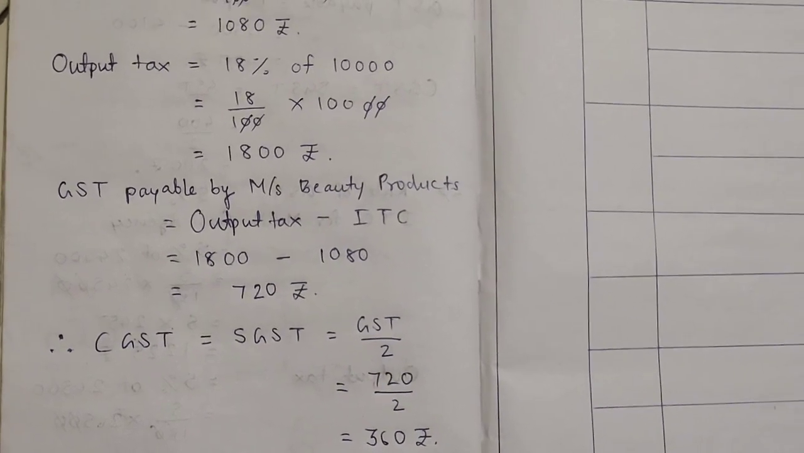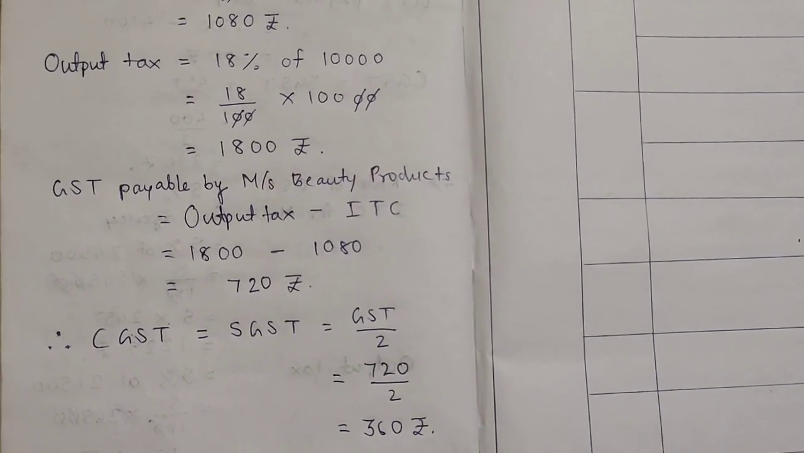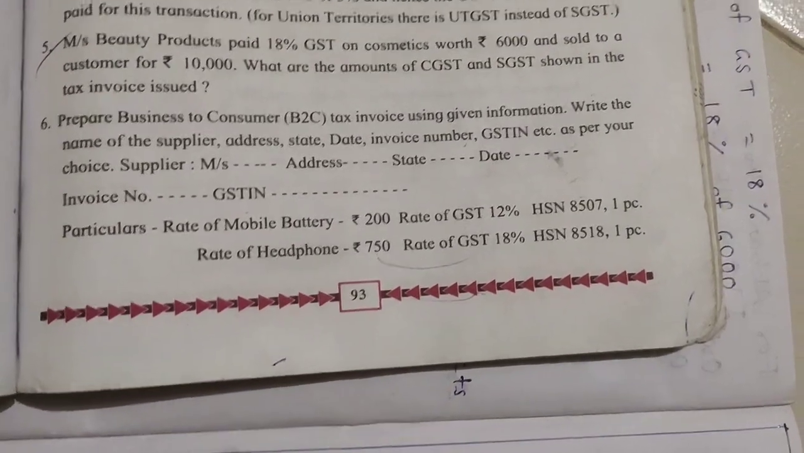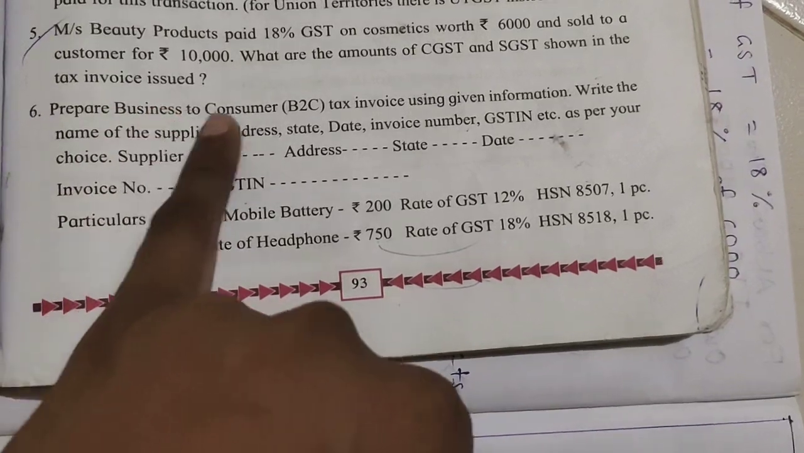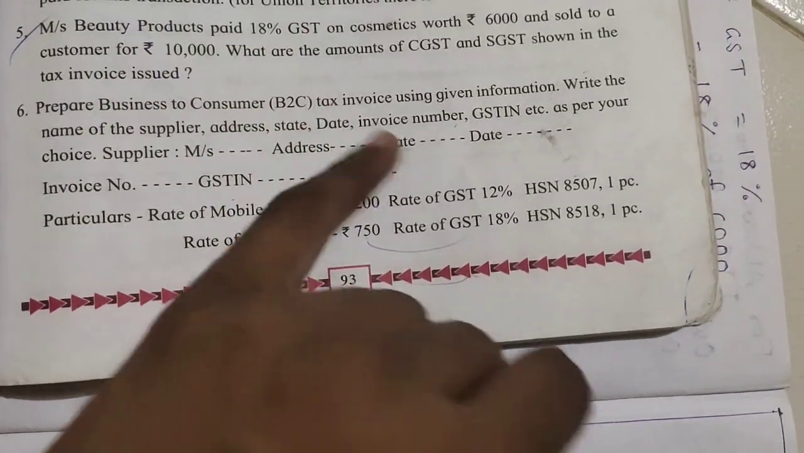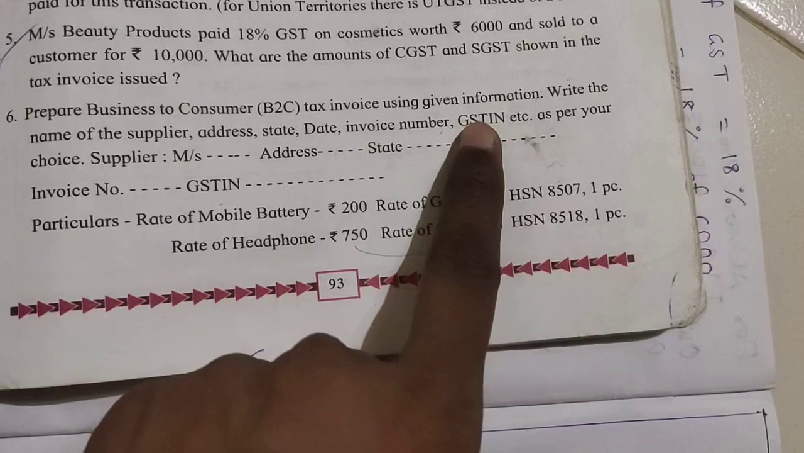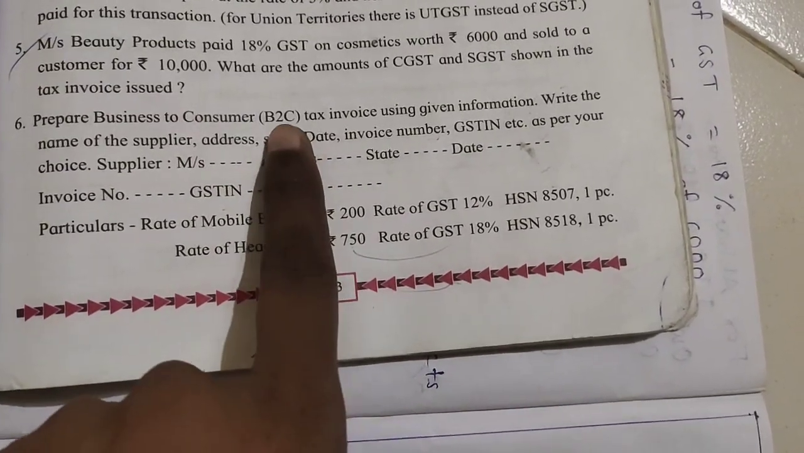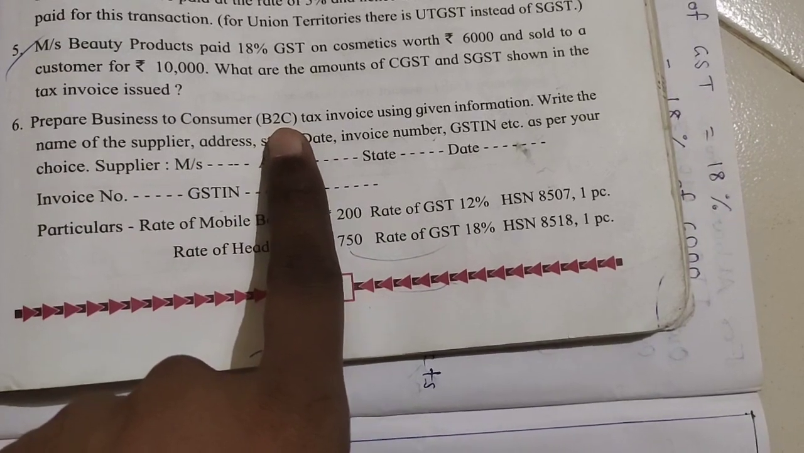Now we will solve question number 6. Now students, concentrate on question number 6. Prepare business to consumer tax invoice using given information. So using this information you have to prepare business to consumer tax invoice.